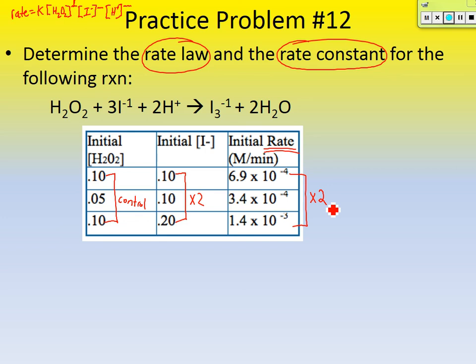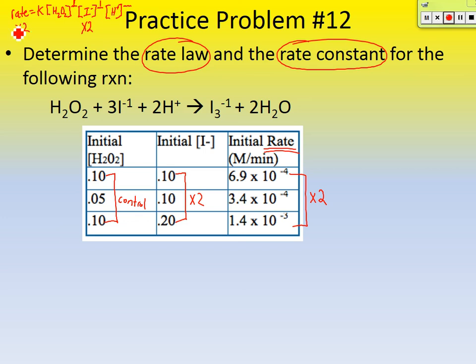All right, so now we can use this table logic. If the concentration of iodine is changing by a factor of 2, and the rate is also increasing by a factor of 2, what exponent would need to come here? And hopefully you're thinking to yourself that that number has got to be a 1. 2 raised to the power of 1 is 2, and that's what the rate changed by.